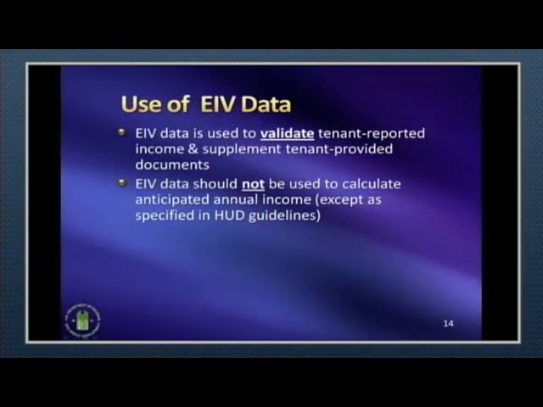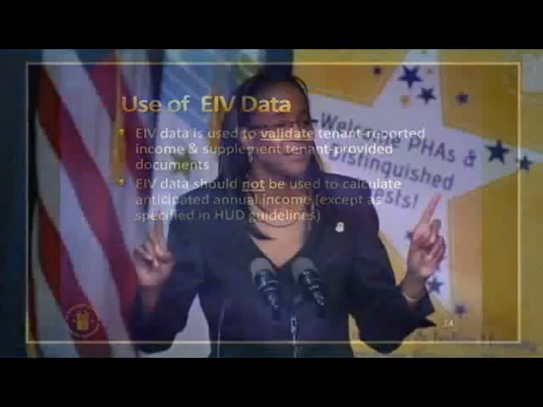Please keep in mind the EIV data, specifically the wages and the unemployment information, should not be used to calculate anticipated annual income. Remember, the EIV information has a lag time, so the information in there is not as current as we would like it to be, and we're going to talk about the age of the EIV information in just a little bit. So please make sure that you're following the HUD guidelines with respect to using EIV to do your annual calculations.